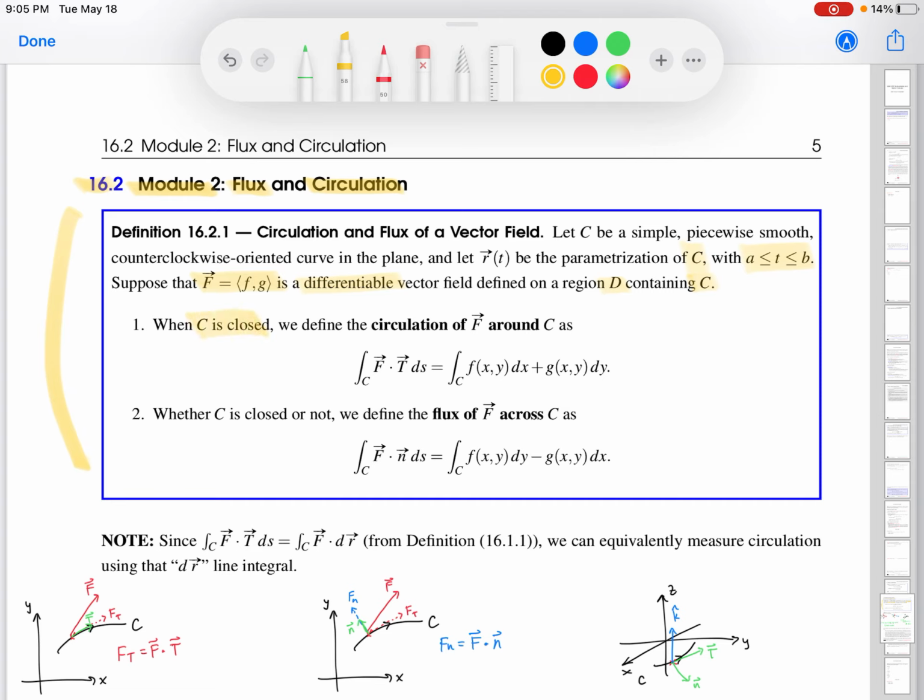So when C is closed, what is a closed curve? A closed curve is a curve that looks basically like that, or you can smooth it out. It's a curve whose initial point is the same as the terminal point. So that's a closed curve. When C is closed, we define the circulation of the vector field around C to be this. Hopefully this looks familiar because this is exactly what we talked about in the previous module, Module 1.